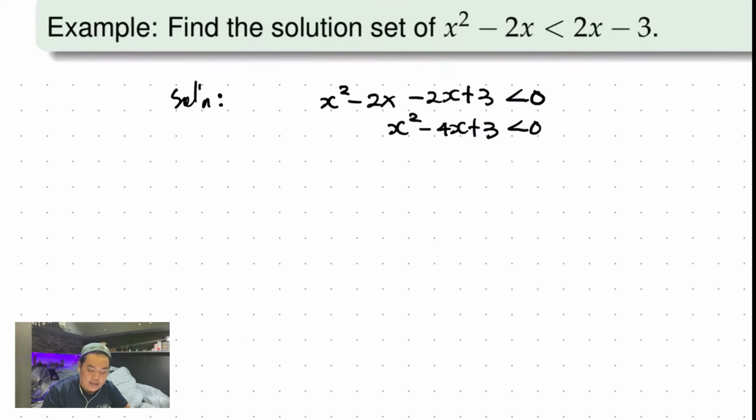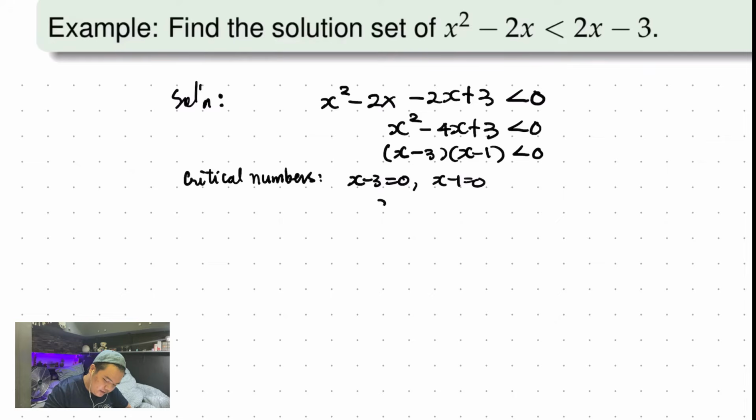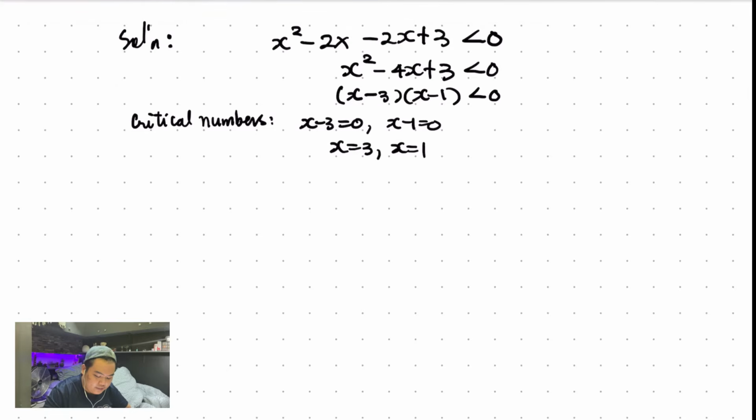Tapos, hahanapin mo yung magpapa-0 doon sa left-hand side. Or pwedeng i-factor mo muna. Okay? Tapos, madali mo nang makocompute yung magpapa-0 sa mga factors nito. Yun yung tinatawag nating critical numbers. So, ang critical numbers natin ay equate natin sa 0. So, x equal to 3, x equal to 1. Okay, so ang critical numbers natin are 1 and 3.